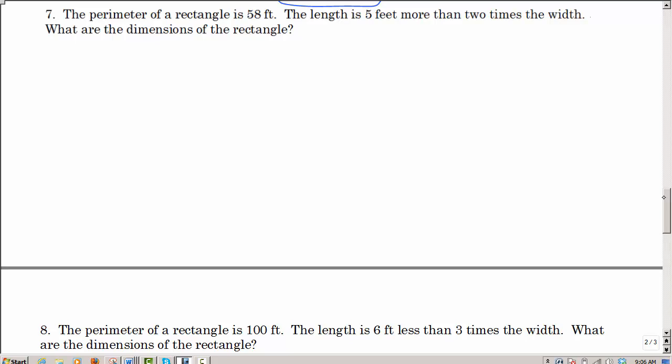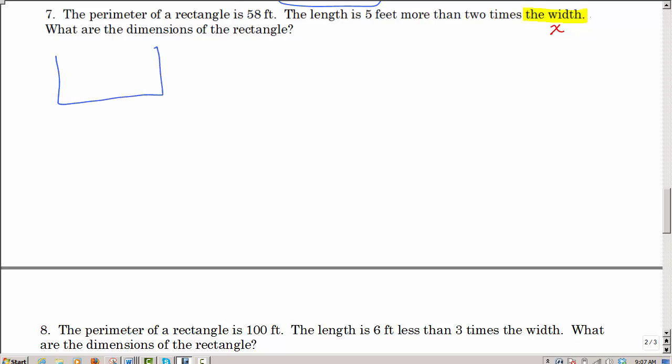We're now going to look at rectangle problems and how to find their perimeter. So number 7, the perimeter of a rectangle is 58 feet. That means all the way around it. The length is 5 feet more than 2 times the width. So again, whatever's mentioned last, you're going to let that be x or w or whatever variable you would like, but I like to use x.